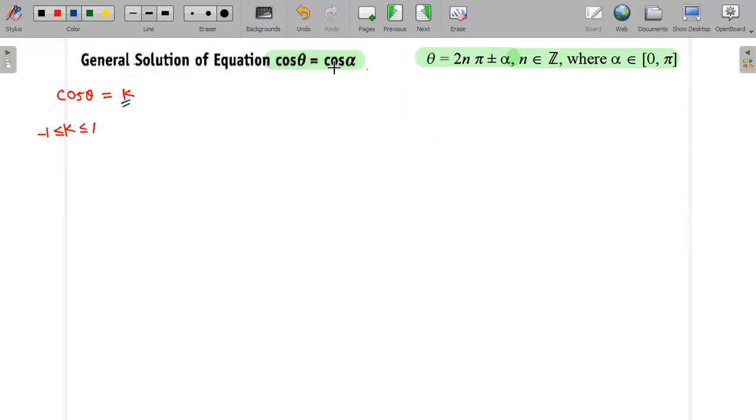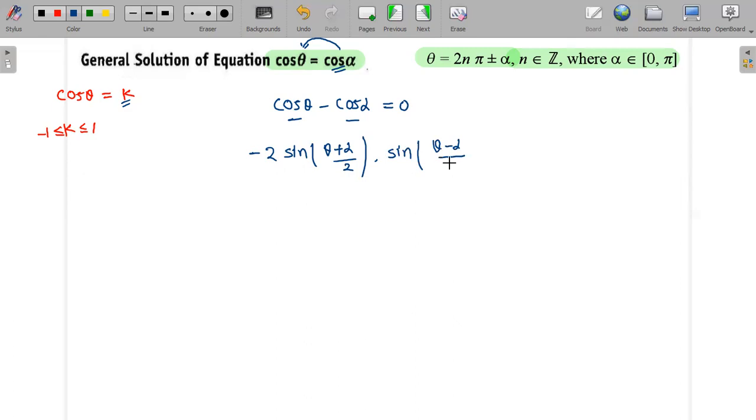To solve this question, a particular alpha angle will be responsible for that particular value k. So I replace that k with cosine alpha, and bring this cosine alpha to the left hand side. Now I have cosine theta minus cosine alpha equals 0. I have to use the formula for cosine C minus cosine D. It is negative 2 times sine of (theta plus alpha) by 2 times sine of (theta minus alpha) by 2, equals 0.